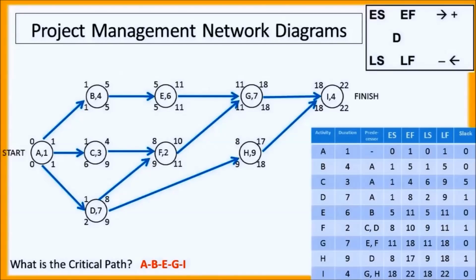delays. The path A, B, E, G, I must be completed without any errors and without any delays in order for the project to be completed on time. Any delays in this critical path will delay the entire project. So this is the path that the project manager will pay very close attention to.